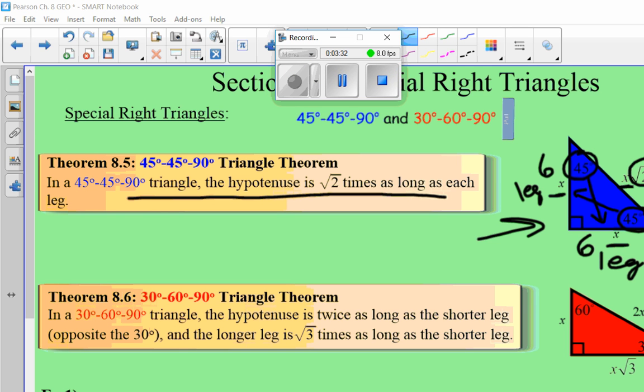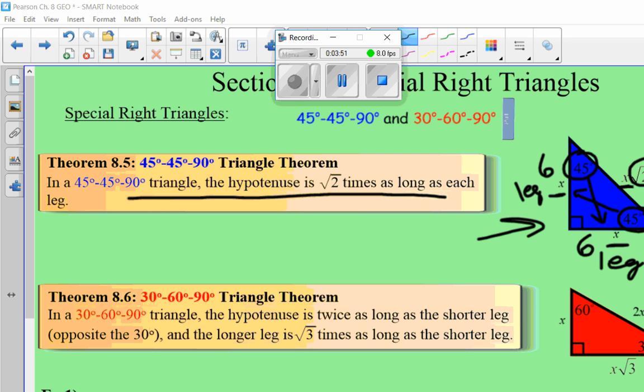Okay, so that's pretty straightforward. How do you do this thing? I'm going to give you that, but we're going to have to learn something else that goes with that, when I'm given the hypotenuse and I have to find a leg. That's where it gets a little bit difficult.